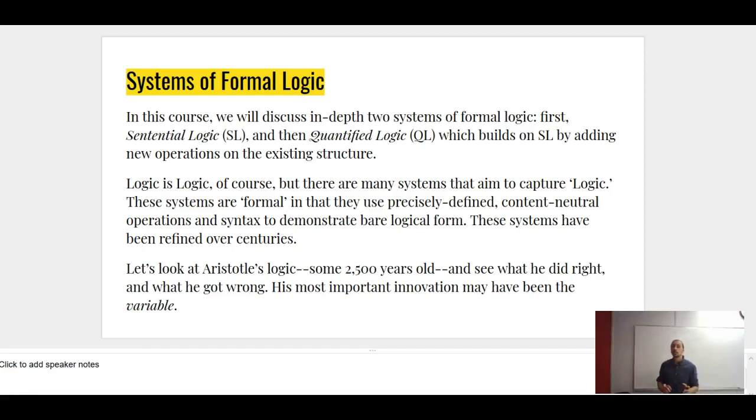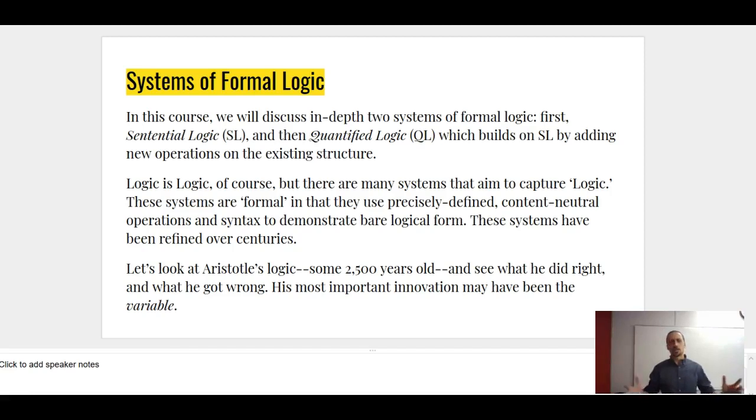So in this course, we're going to be discussing, in depth, 2 different systems of formal logic. First, sentential logic, and then quantified logic, which will build on sentential logic by adding new operations and new operators and new semantics on the existing structure of SL.